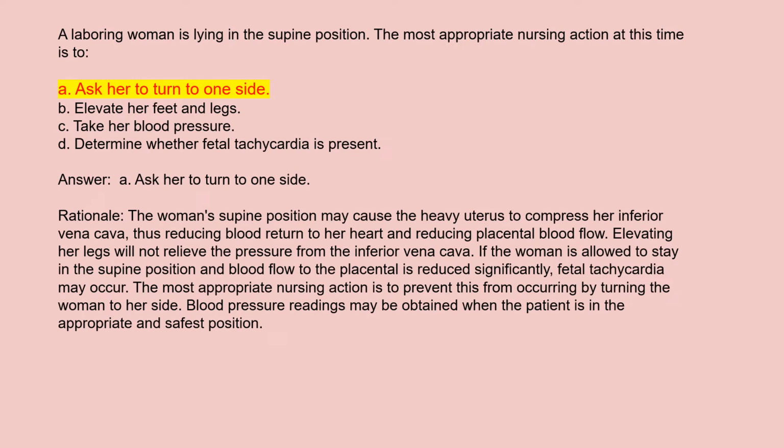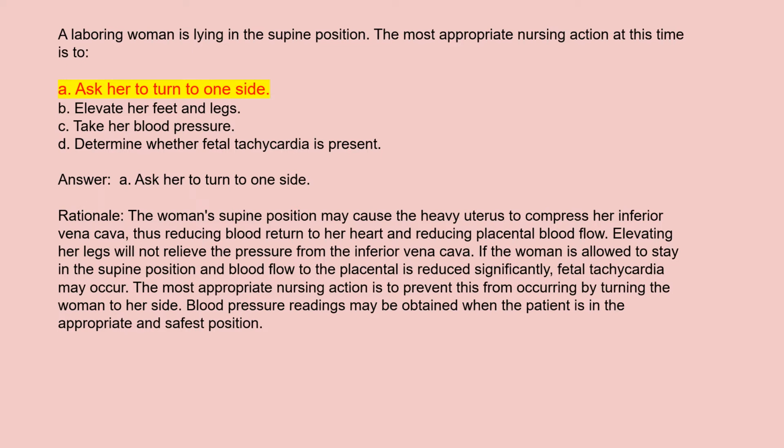Answer: A. Ask her to turn to one side. Rationale: the woman's supine position may cause the heavy uterus to compress her inferior vena cava, thus reducing blood return to her heart and reducing placental blood flow. Elevating her legs will not relieve the pressure from the inferior vena cava.